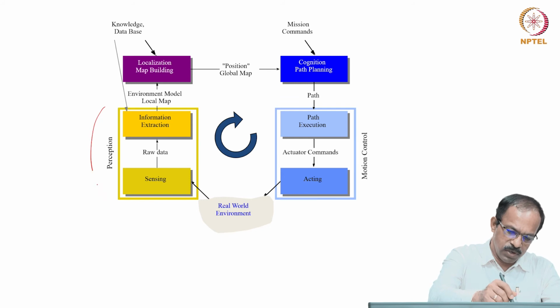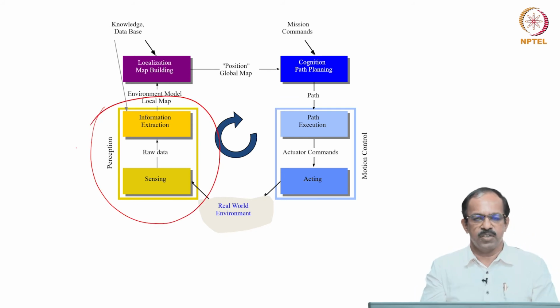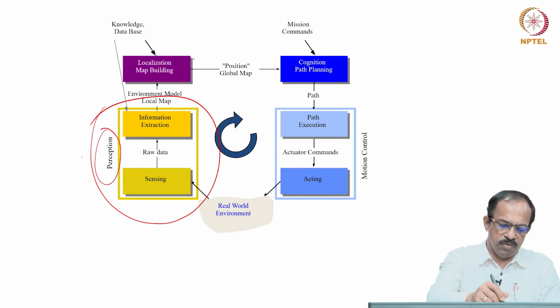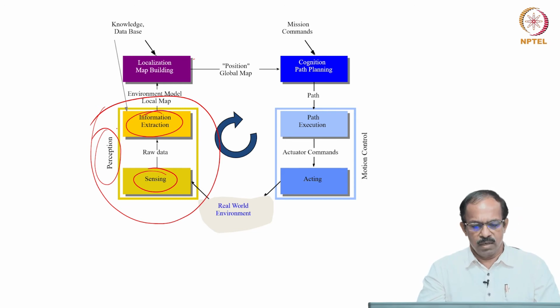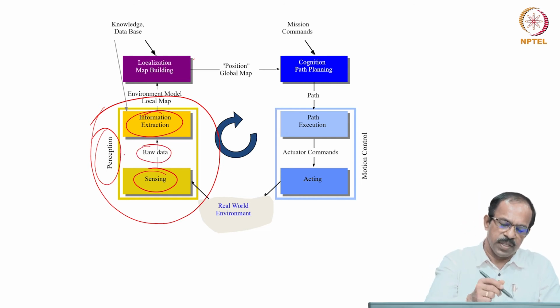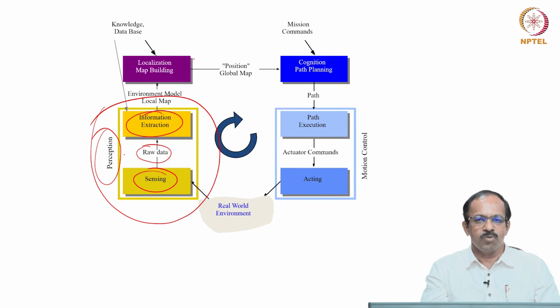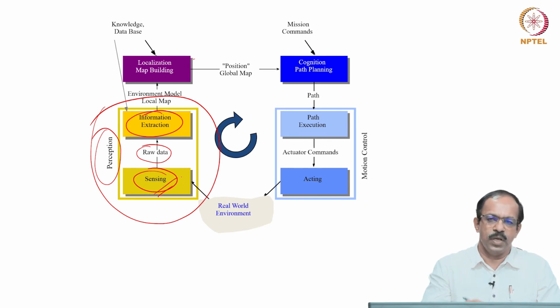So let us look at this perception part, because that is of interest to us. We will talk about localization slightly later, but perception is the first part. Perception includes the sensing and information extraction. The sensor will be giving you the raw data, and from the raw data you need to extract the information. How you extract the information is important, and what the challenges in extracting information are is important. But even in getting the raw data, there are many challenges. So we'll look at those issues as we progress.